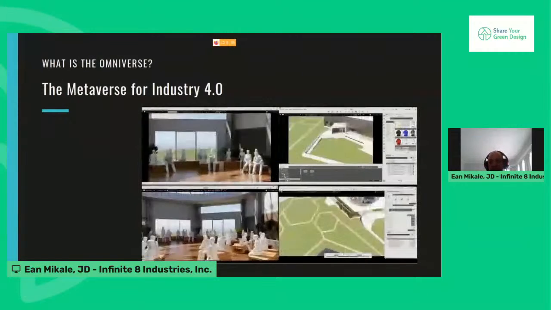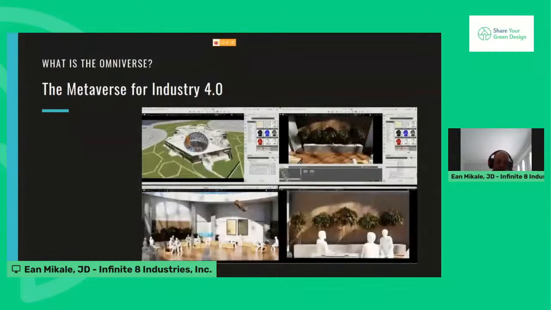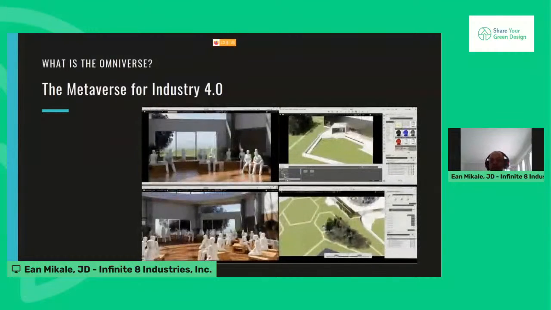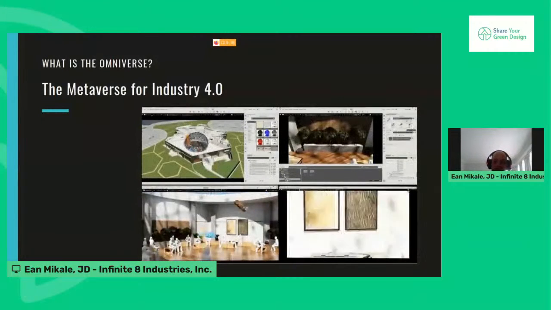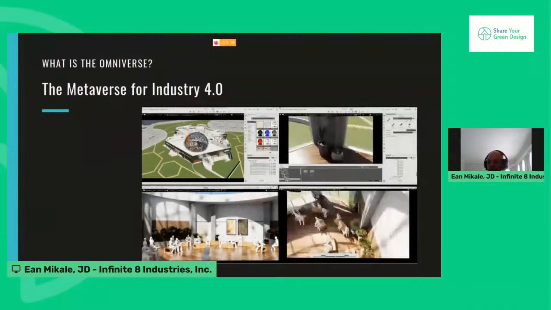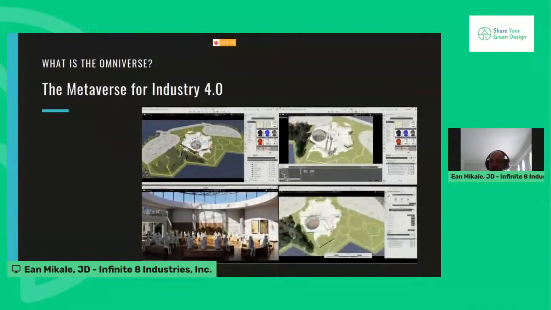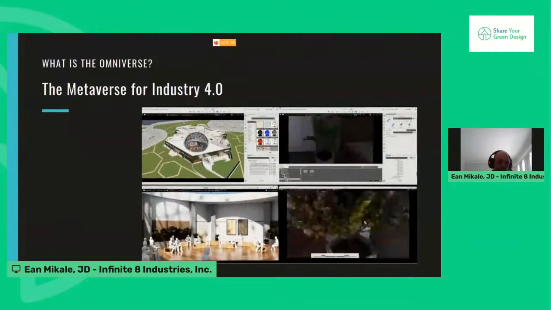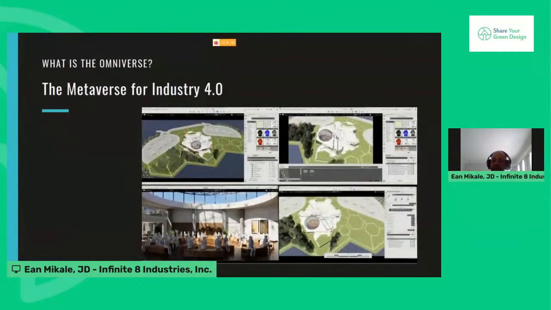So what is the Omniverse? A lot of people have heard about the metaverse, but haven't necessarily heard about the Omniverse. Well, the Omniverse is NVIDIA's version of the metaverse. If you haven't heard who NVIDIA is, they're essentially the largest manufacturer of graphics processing units, or GPUs, which are used for things such as gaming.